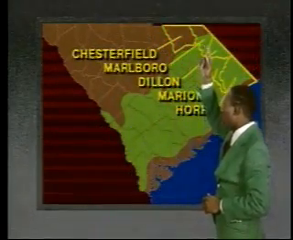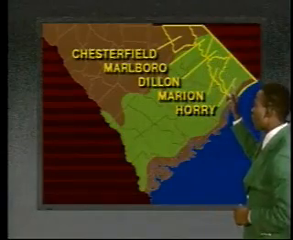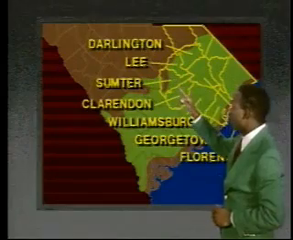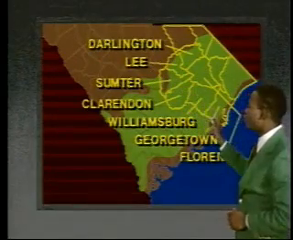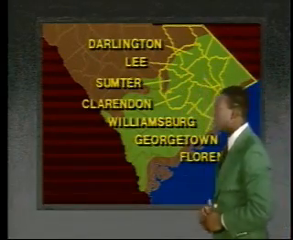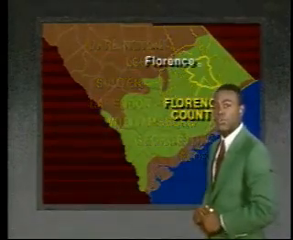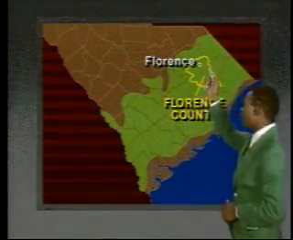Chesterfield, Marlboro, Dillon, Marion, Horry, Darlington, Lee, Sumter, Clarendon, Williamsburg, Georgetown, and Florence counties are generally considered to be in the Pee Dee. Florence is the region's hub city, located here in Florence County.